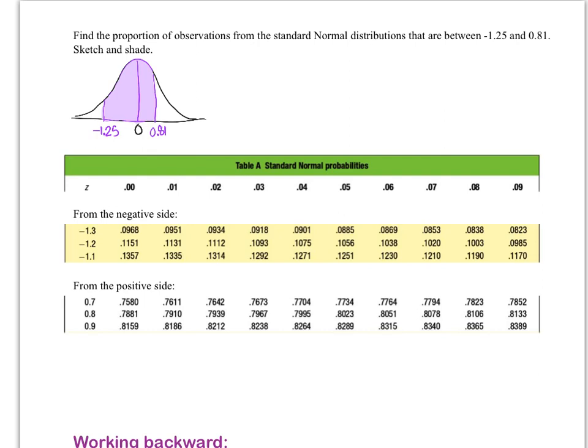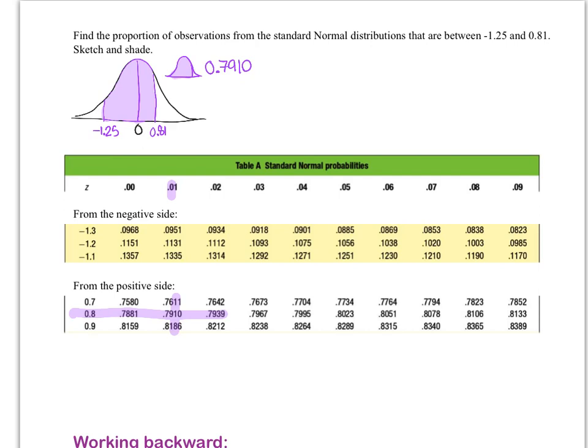Now let's find the corresponding areas on the table. Remember that the table always reads from the left, so we're going to have to be doing some subtracting in order to get the area that we want. We're going to start on the positive side with the 0.81. So there's the 0.8, here's the 0.1, and we end up with 0.7910. Remember that the 0.7910 reads from the left all the way up to the z-score of 0.81.